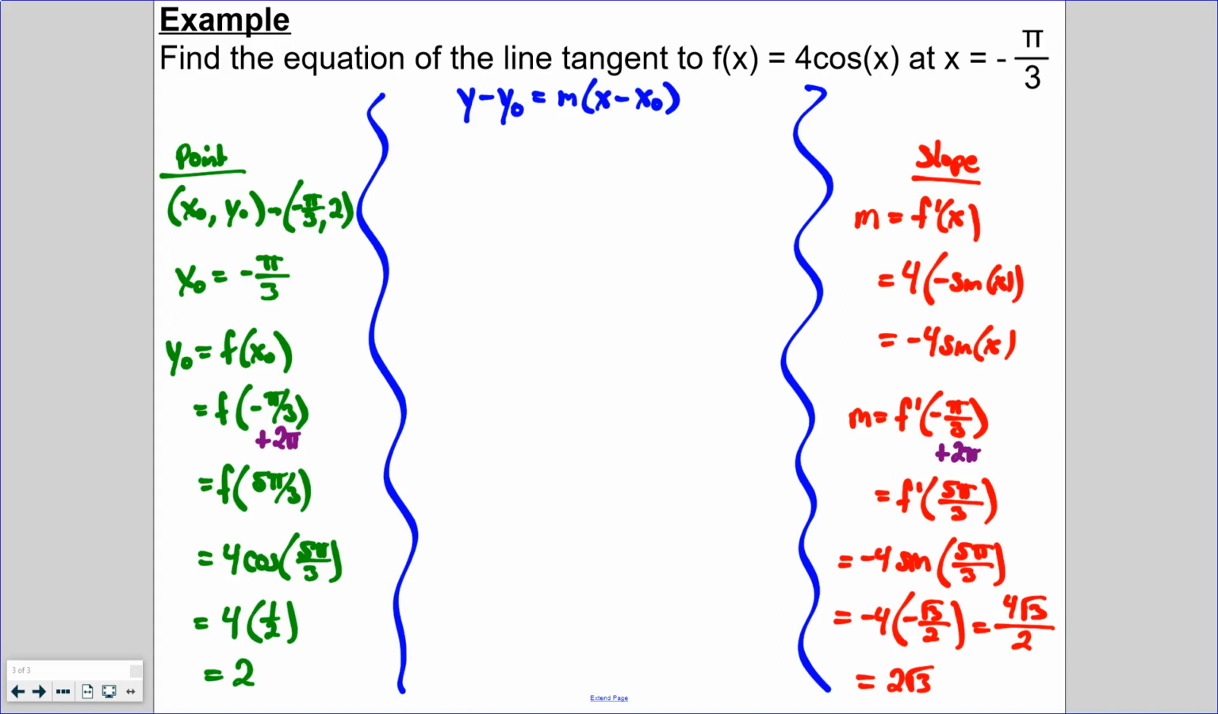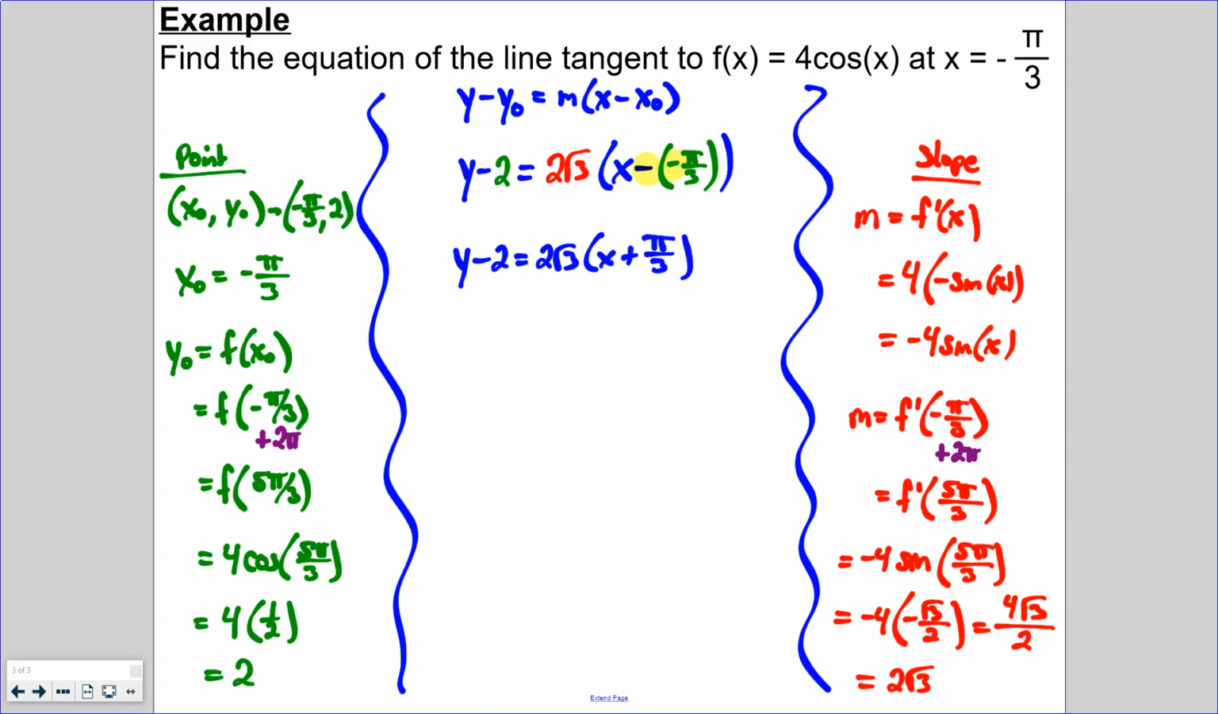And now that we have all the pieces, we can go and substitute them into the equation of our tangent line. So we're going to get y minus, we found out that y sub 0 is 2, equals our slope, which we found out was 2 radical 3, and then times x minus our x sub 0, which is negative pi over 3. All right, and we can simplify down. Negative times a negative is going to be a positive. So we're going to have y minus 2 is equal to 2 radical 3 times x plus pi over 3.